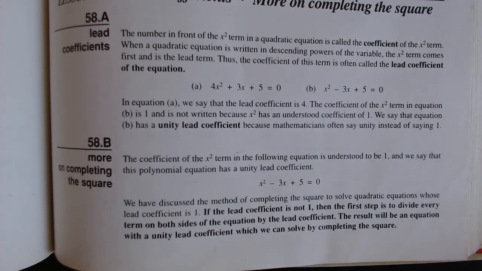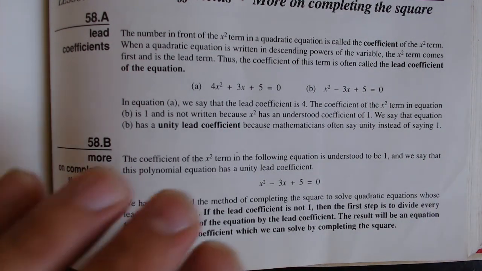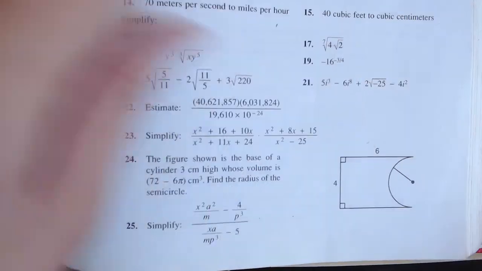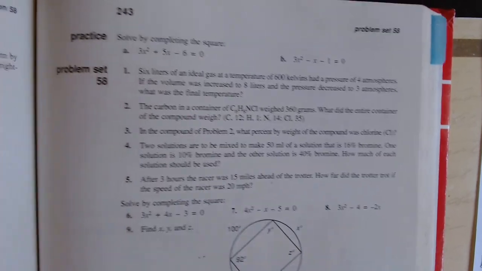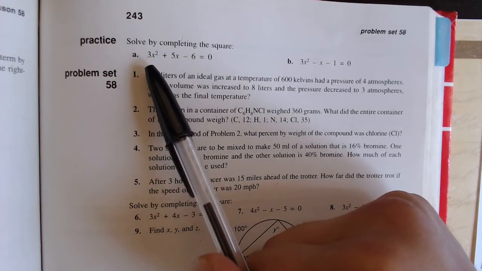Algebra 2, lesson 58, lead coefficients and more on completing the square. Alright, so we're just adding one more aspect to completing the square. Other than that, the problem is still the same. The aspect we're adding is the lead coefficient to this x squared term.